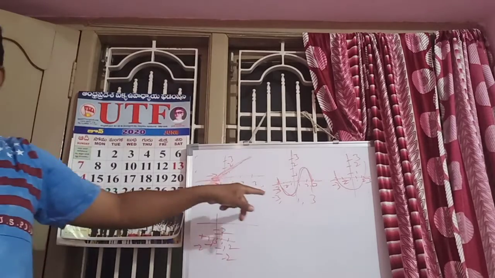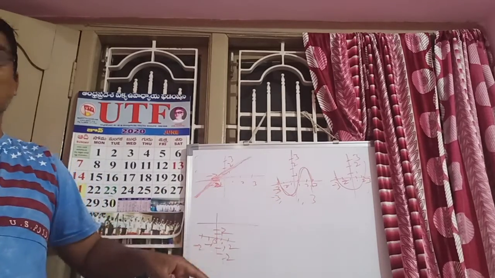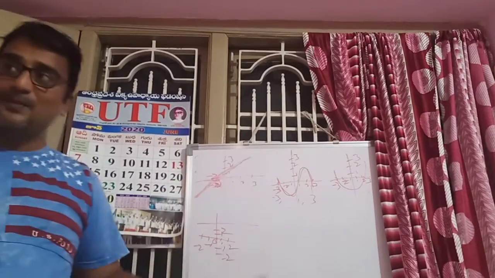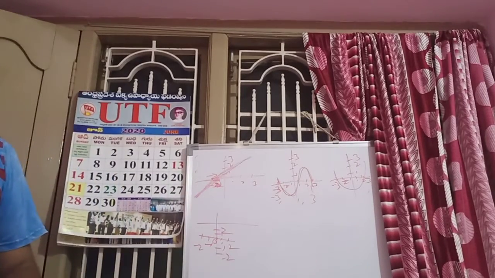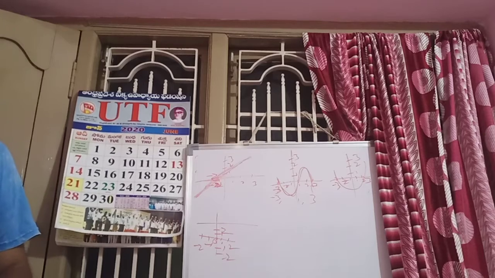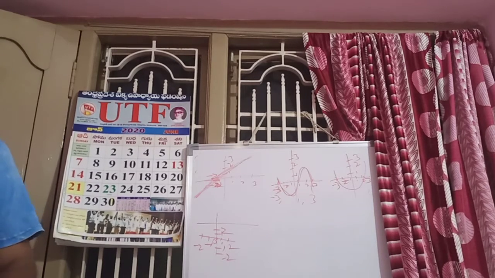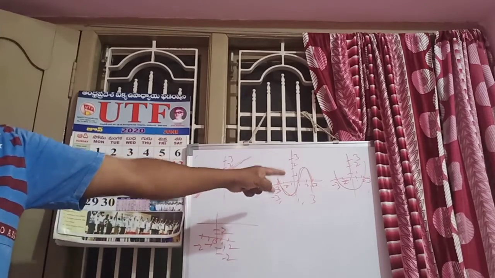How many zeros? 3. Therefore, 3 means what is the name of this polynomial? Cubic polynomial. Therefore, cubic polynomial means what is the degree? 3. Therefore, the degree is 3. How many solutions? 3 solutions.